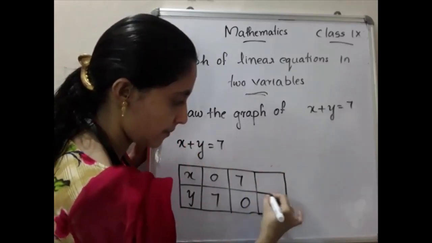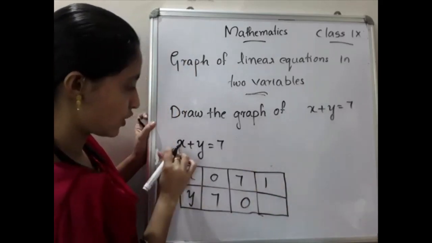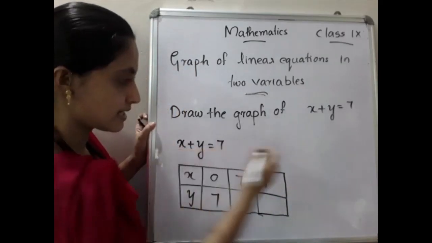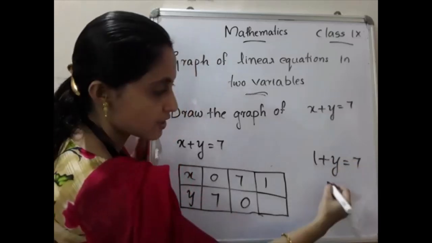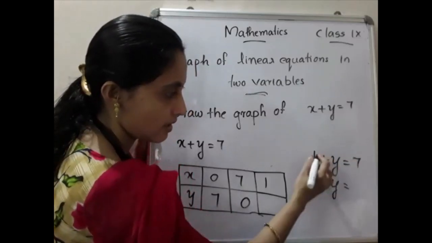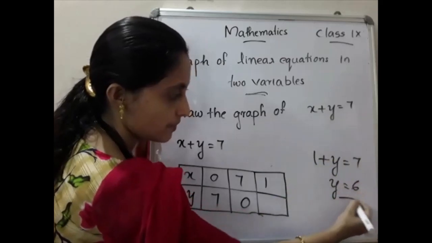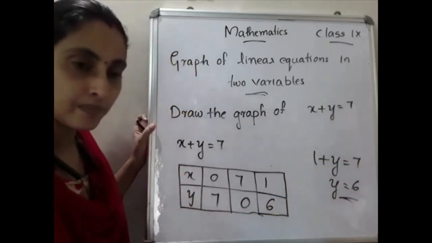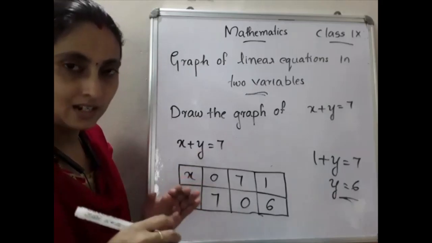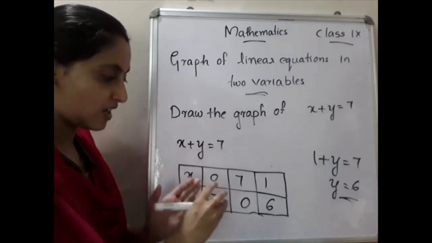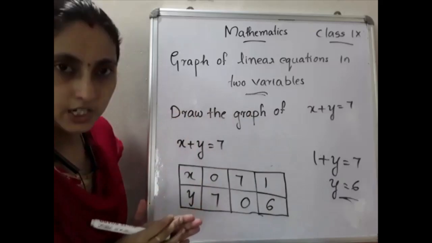So I am putting x is equal to 1. x is equal to 1 means what? 1 plus y is equal to 7. So y will be equal to what? 7 minus 1, that is equal to 6. So you can put 6 here. So these are the 3 solutions. I am not saying all the solutions, not the full solution, only 3 solutions of this equation.